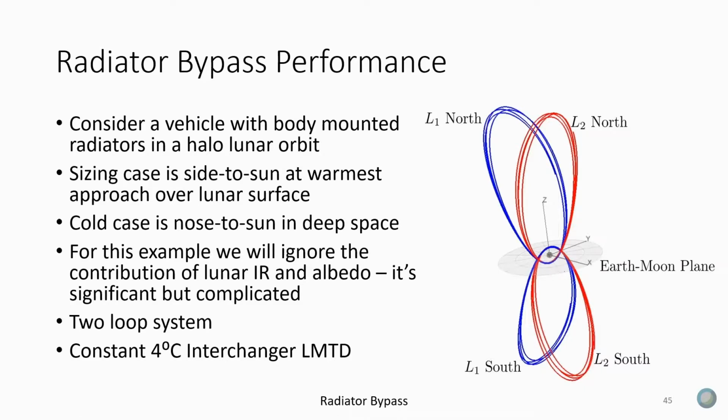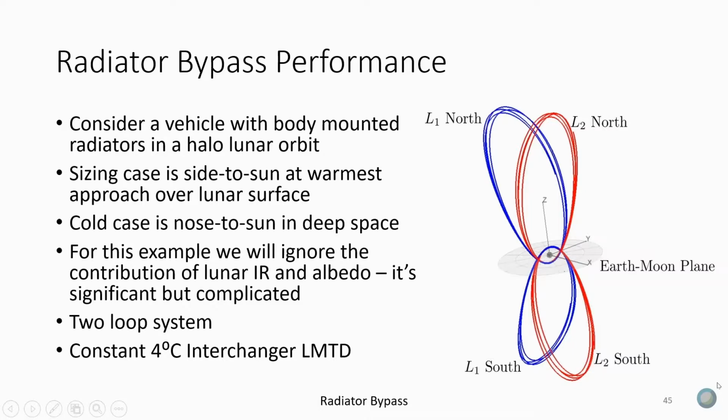And so my warmest approach is actually about here, where I'm at about 45 degrees from the equator. And so I get the most IR from the surface, and then I'm side to sun. And so I've got solar energy plus IR that I've got to deal with.